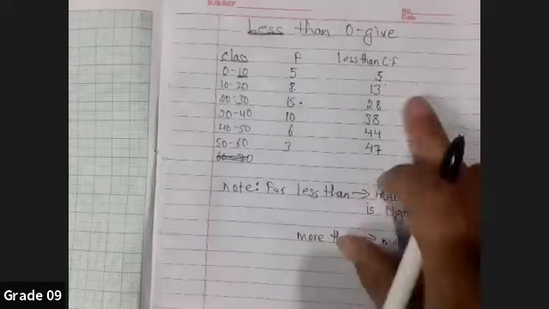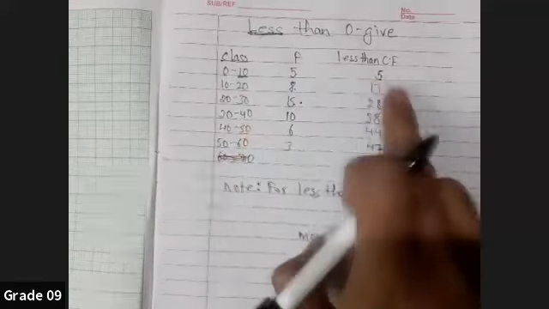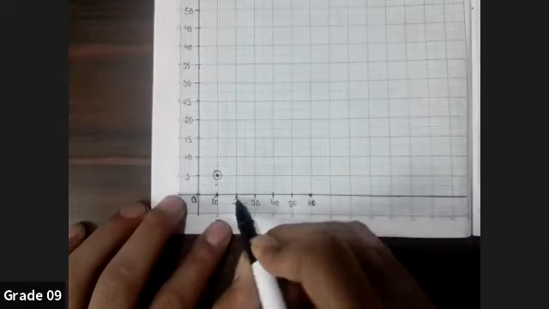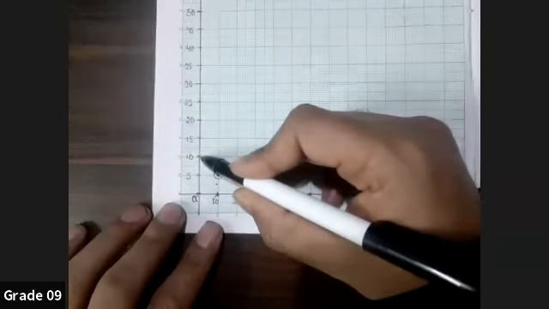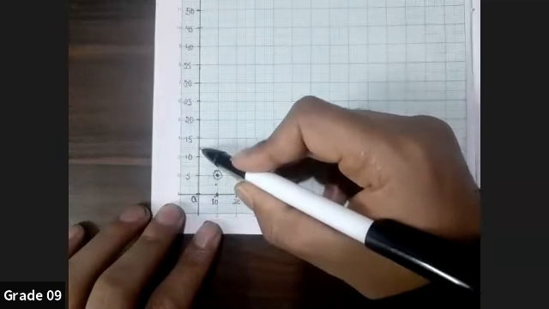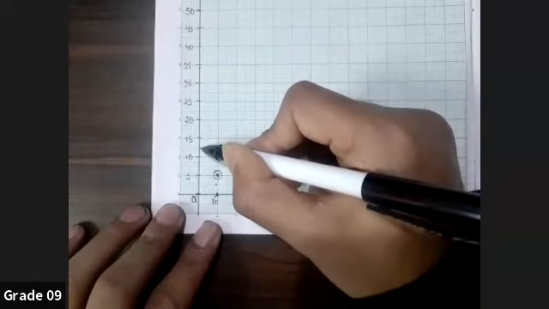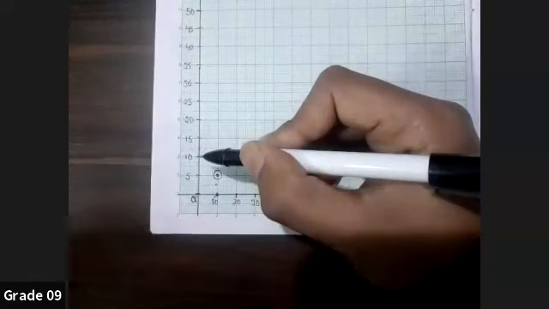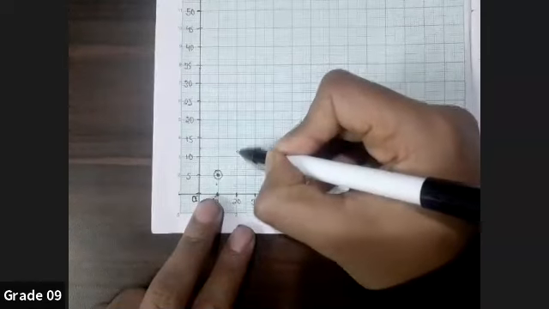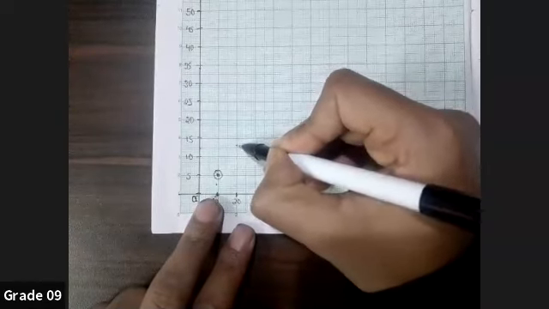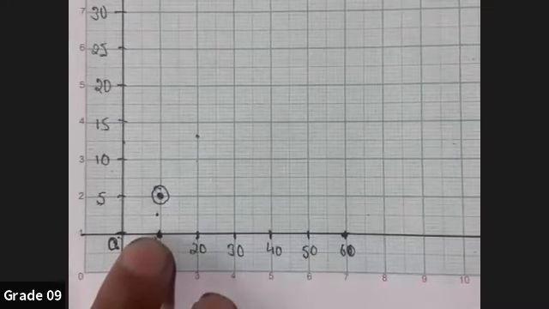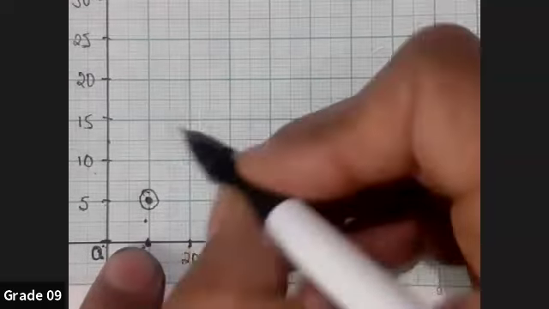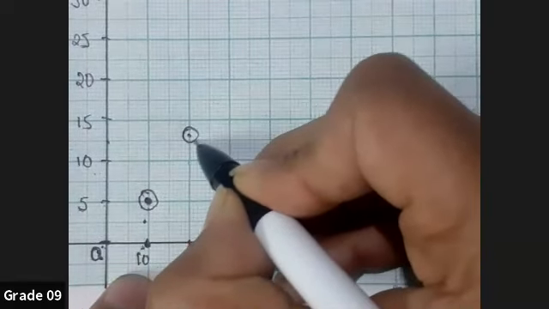Now the second is 13, that is for 20. 20 over 13 means find your 20. So this is my 20 and it's 13. Now here is 10 to 15. You can mark 10. The middle of 10 and 15 is 12.5. So my 13 is going to be almost here at this point. I'm zooming in a little bit so you can understand more clearly. So here is my point.